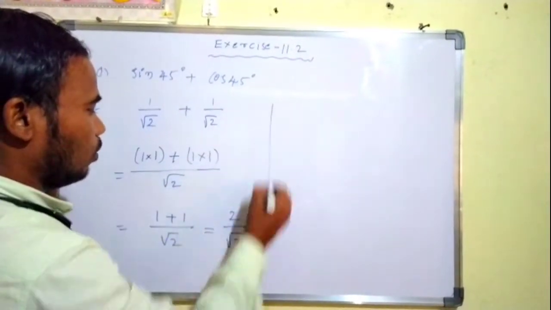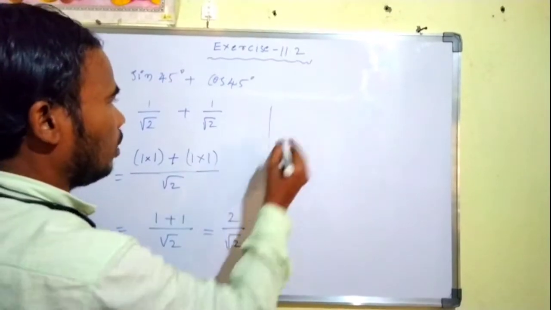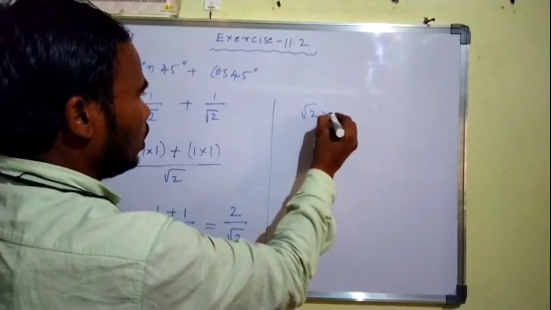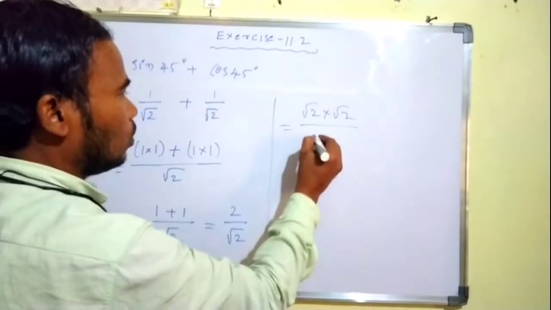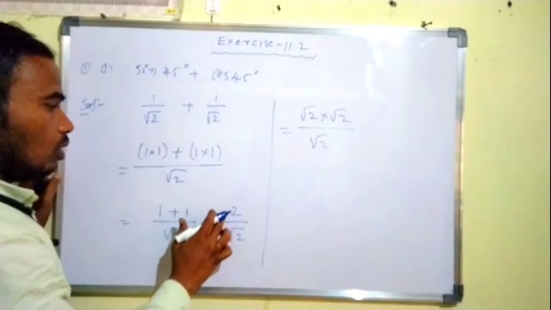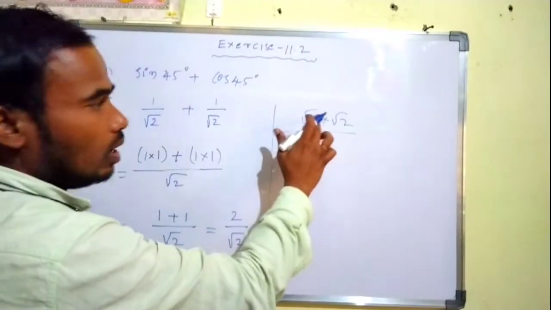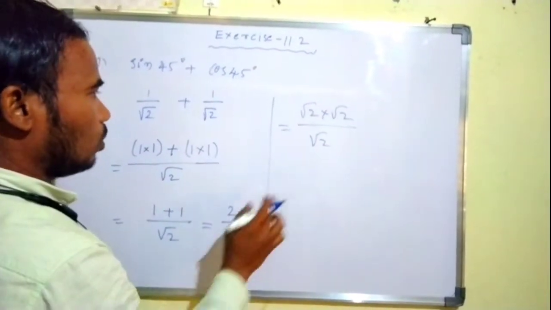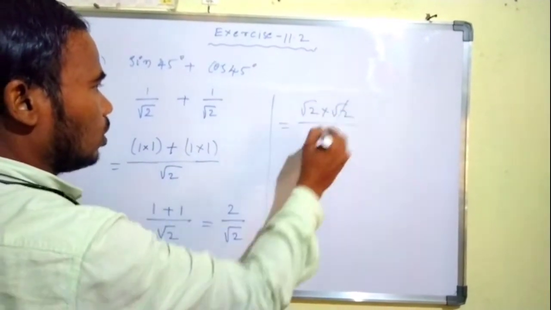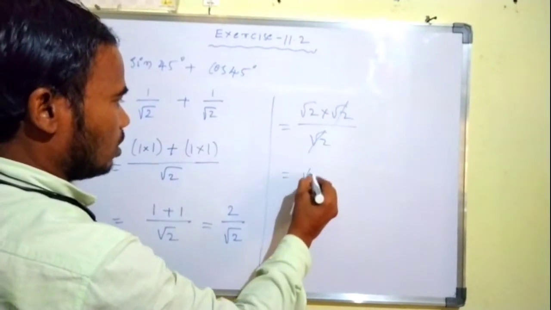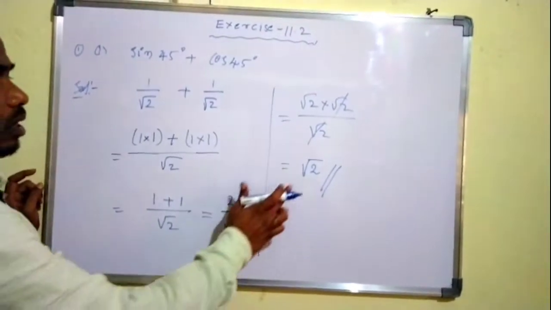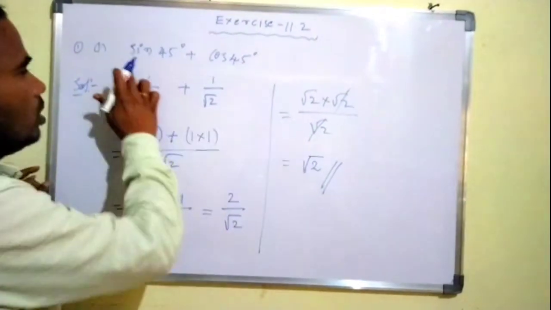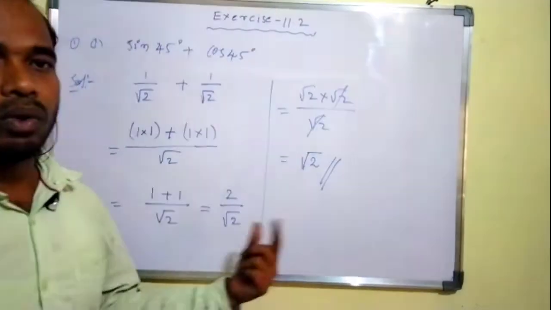So 2 by root 2 is equal to what? 2 we can write as root 2 into root 2, divided by the denominator, root 2. In the numerator, 2 is there, we can write root 2 into root 2. The denominator root 2 is there, root 2 cancels. Finally what is the answer? Root 2 is the answer. So the first question is finished. Now we are going to the next question.